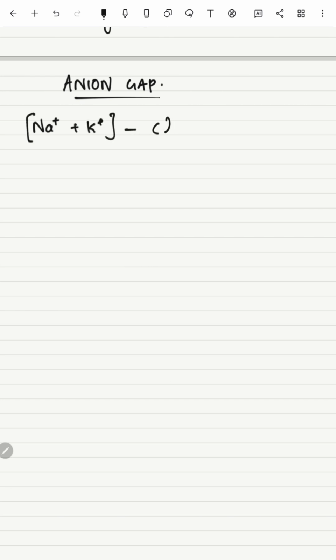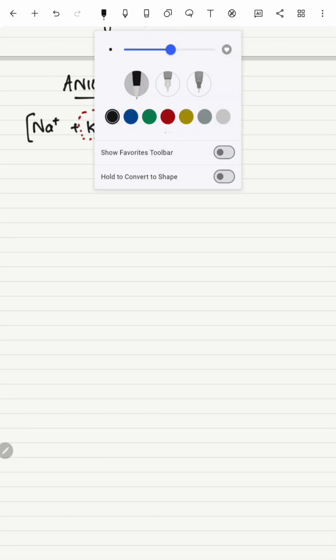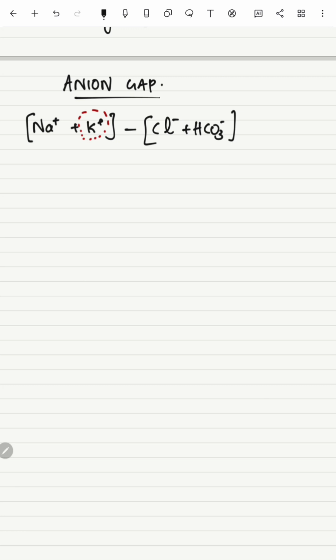Now, moving on to the next topic, that is anion gap. What do you mean by anion gap? It is the sum of cations minus the sum of anions: Na+ plus K+ minus Cl- plus HCO3-. So the normal reference range is from 10 to 14. In some cases they won't give you the K+ value because, compared with the sodium value, K+ is negligible. As I said, the normal range is from 10 to 14 millimole per liter.